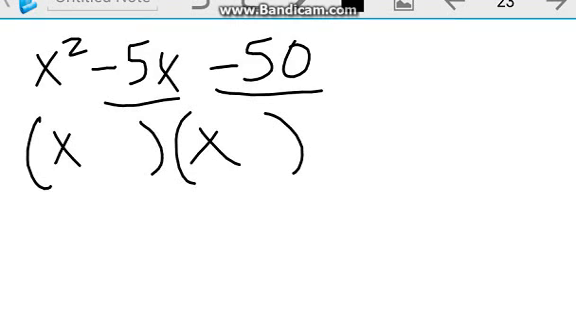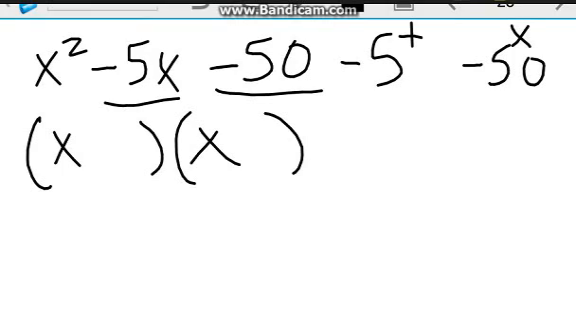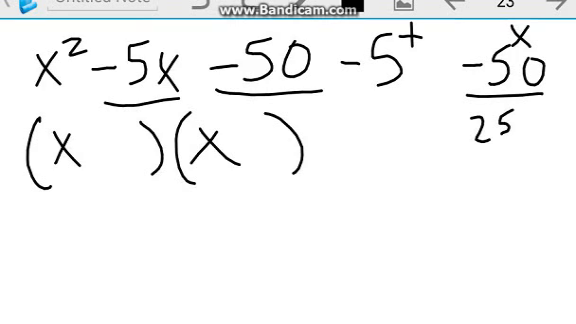Preemptively set that up. So how do we list that? We want to find the sum of negative 5, and I'm going to put a plus here, the product of negative 50. Sum, product. So let's list some factors of 50. So we have 25 and 2, 5 and 10. Those are the best factors that I can think of.